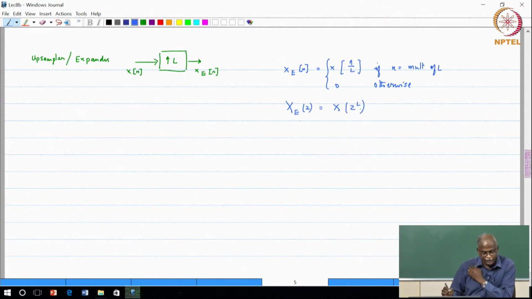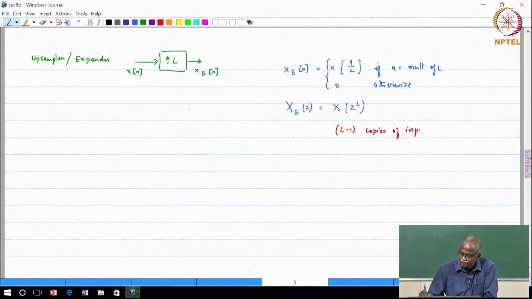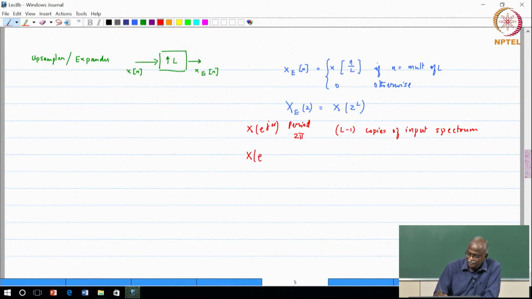We said that this basically introduces L minus 1 copies of the input spectrum. There is also a scaling of the frequency axis, because for x of e power j omega the period is 2 pi, and for x of e power j omega L, the period is 2 pi divided by L. So basically in the range 0 to 2 pi you will have L copies of the spectrum, 1 original copy and L minus 1 additional copies. Okay. So this is the general case, the new periodicity.